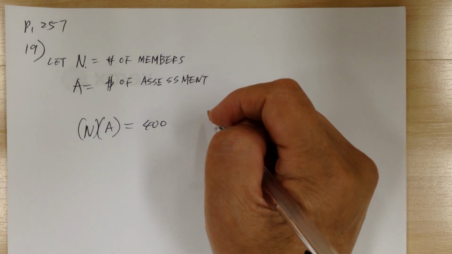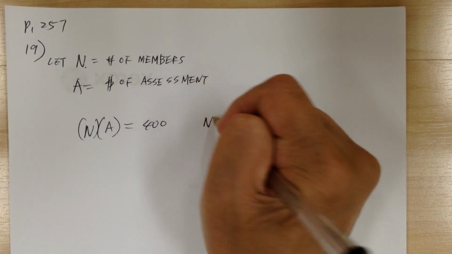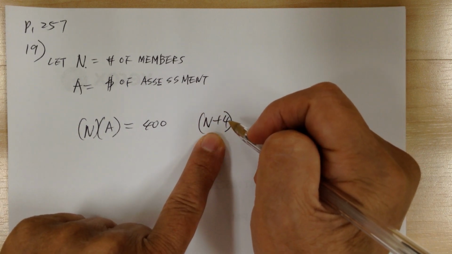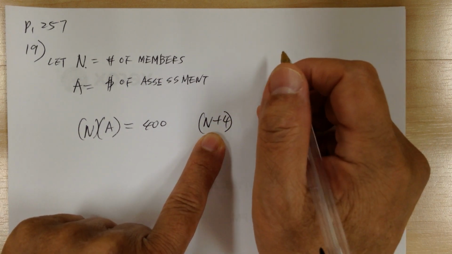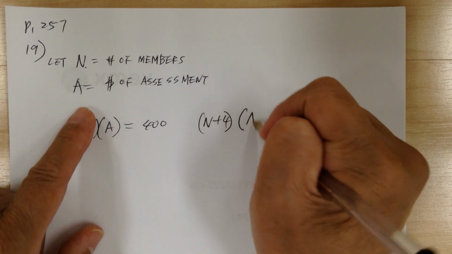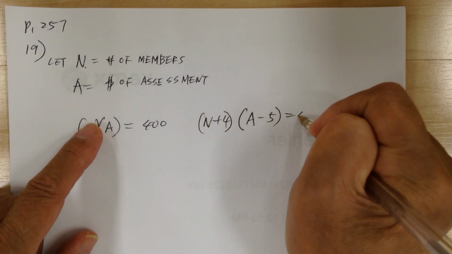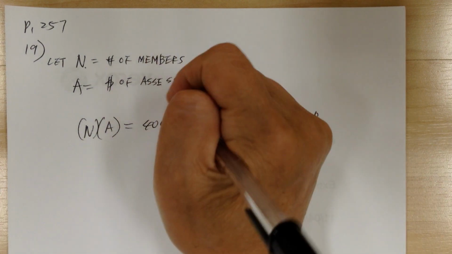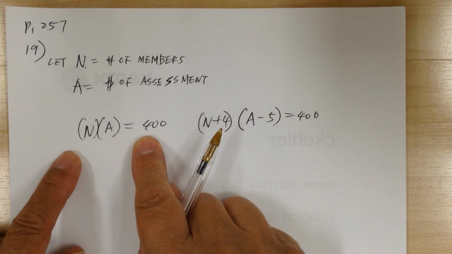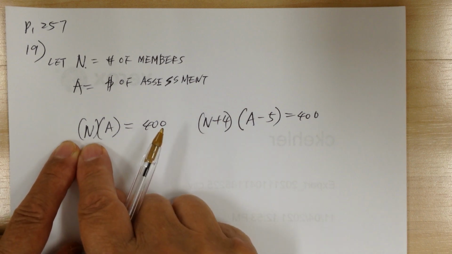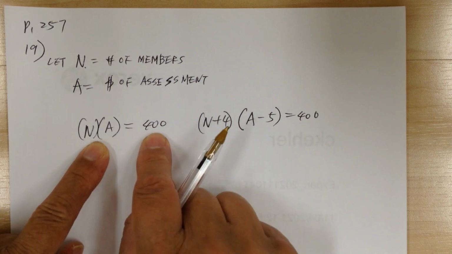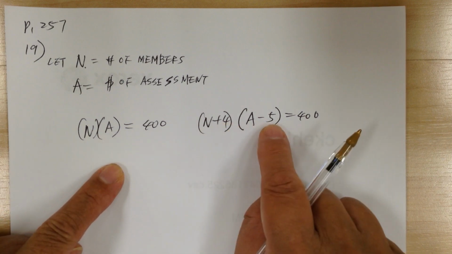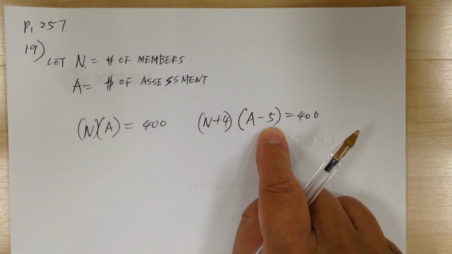Now it says when 4 more people joined, that means N plus 4. When 4 more people joined, the per member assessment was reduced by $5. That means the assessment would be A minus $5. And again, it equals $400, right? So again, they need to get a total of $400. So when you have the original number times the amount they have to pay, it equals $400. When the number of people increases by 4, the amount of assessment goes down by 5.